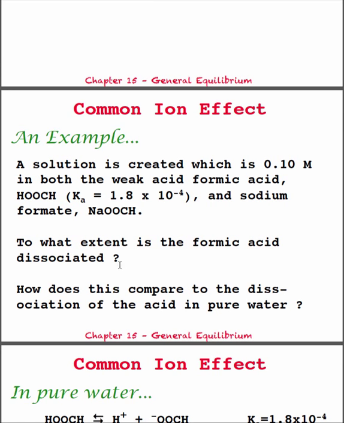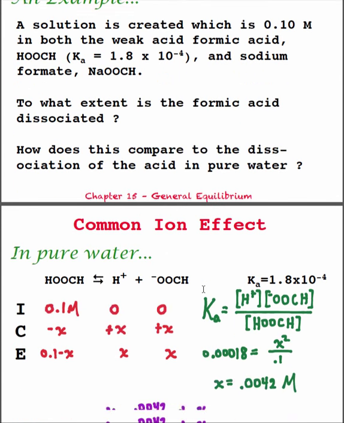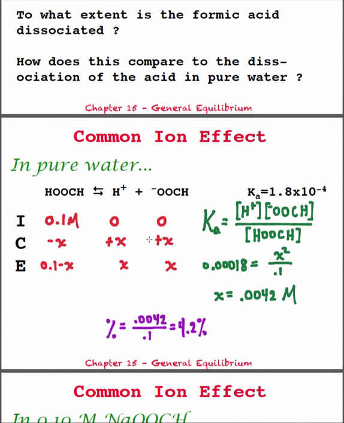As an example, let's take 0.1 molar of both the weak acid formic acid and sodium formate. To what extent does formic acid dissociate? And we could also ask what the pH is. In pure water, formic acid dissociates like this. It's a kind of simple calculation that we've seen too many times already. Assuming x is small, x comes out to 0.0042. Compared to the original concentration of 0.1, that shows a 4% dissociation.